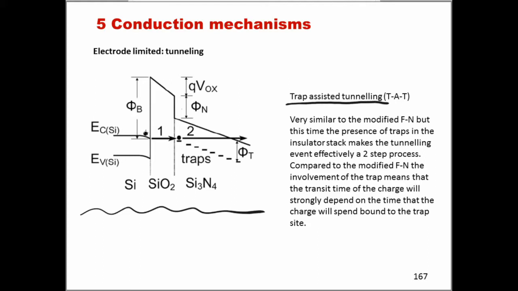electrons from, for example, our semiconductor tunnel to one trap site, and then from the trap site tunnel further into the conduction band of the insulator present. So in this case, we are assuming that we are using, for example, again a dielectric stack made of silicon dioxide and another insulator, silicon nitride.